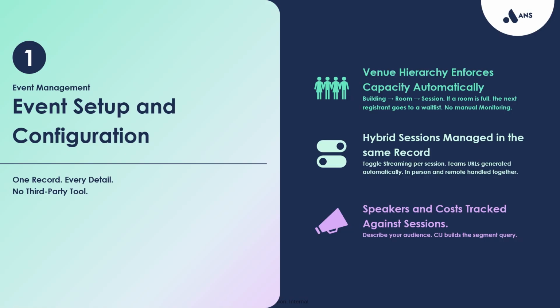Sarah's starting point is one event record, and it does everything. The venue hierarchy enforces capacity automatically: building, room, and session. If a room is full, the next registration goes to a waitlist. No manual monitoring needed. Hybrid sessions are managed in the same record. The streamer toggle is on. A Teams URL is generated automatically, and speakers are tracked against the sessions directly. James and Priya are internal at zero cost, as we'll see later, with Kevin Martin being external at a cost of £1,500. This is all recorded in the system, so let's go and take a look.